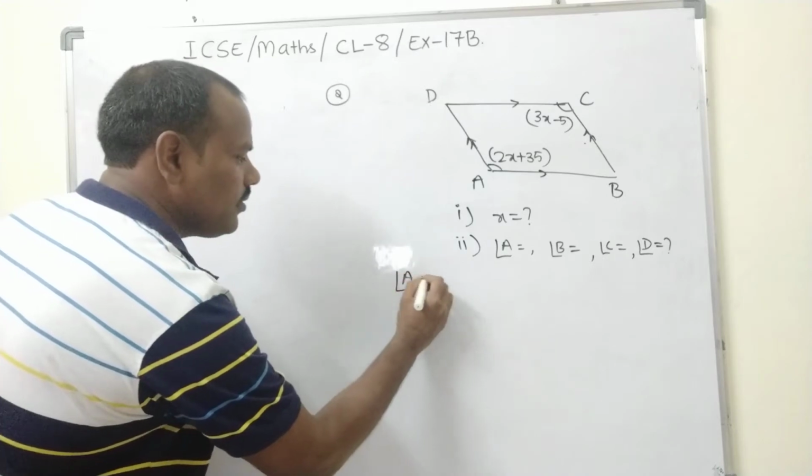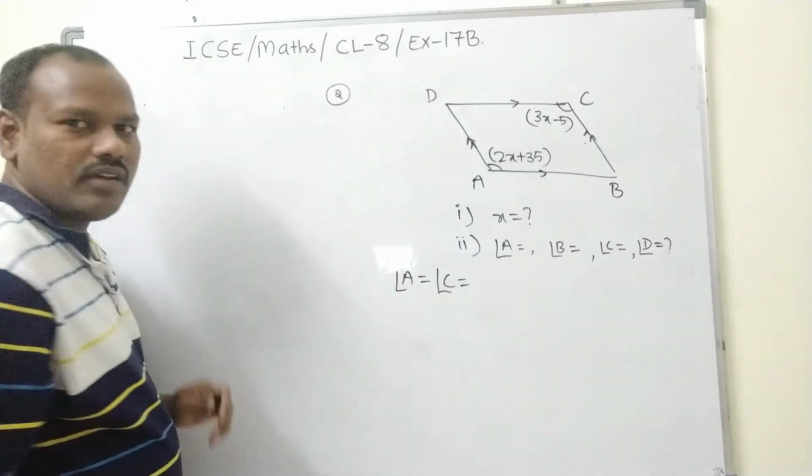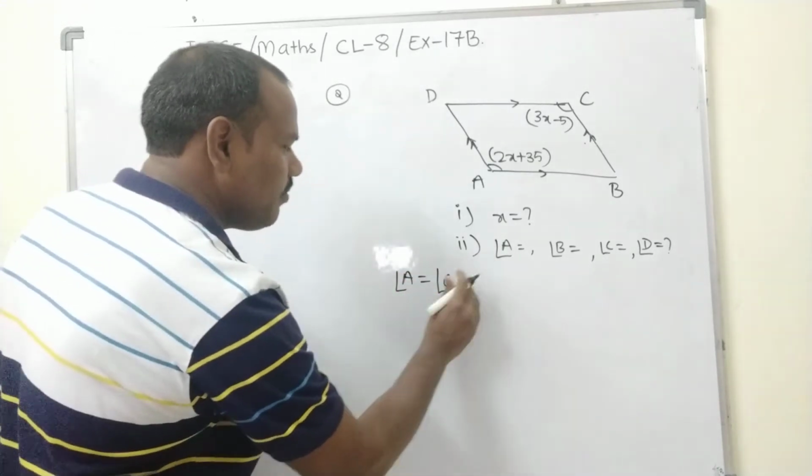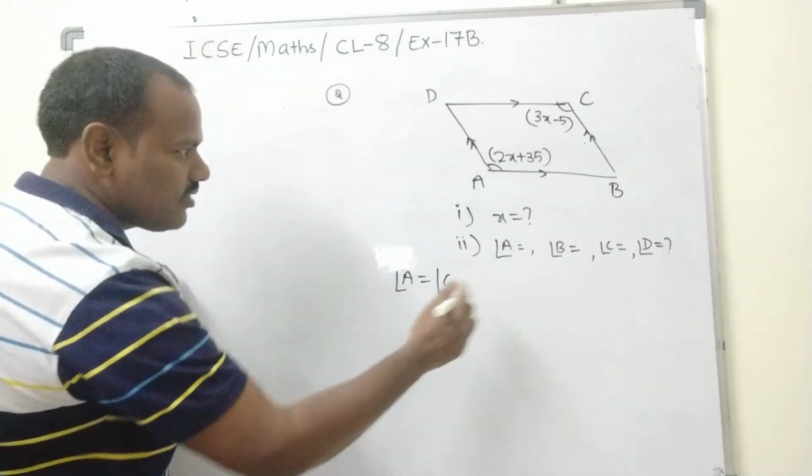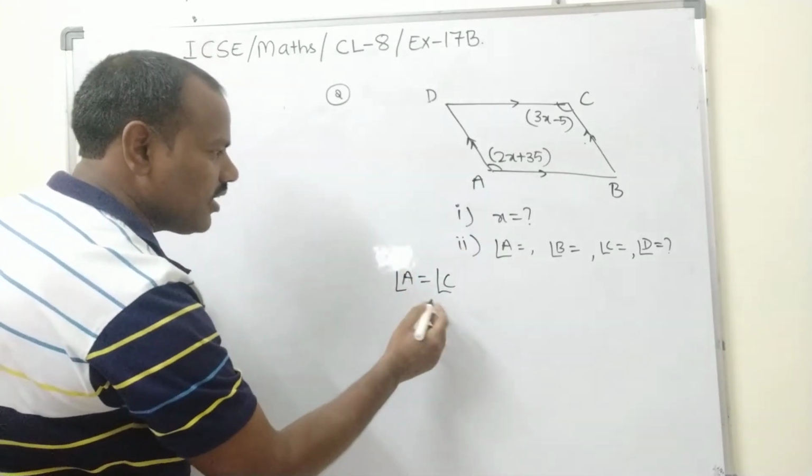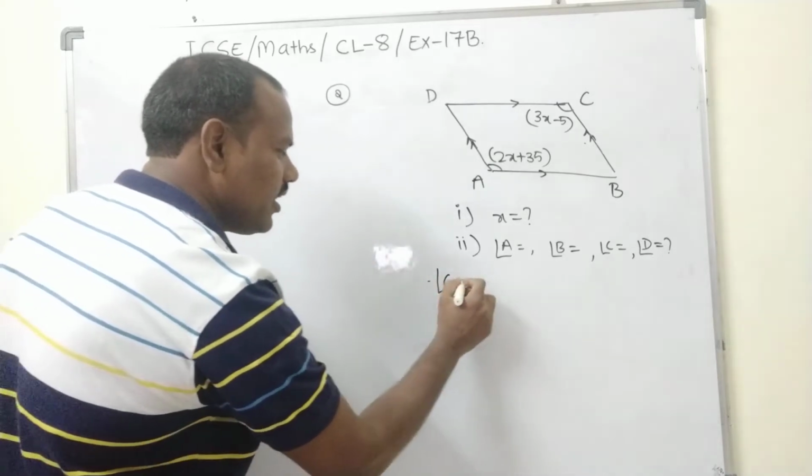So therefore, what we can do? Angle A is equal to angle C. Why is angle A equal to angle C? Because opposite angles of a parallelogram. So therefore that statement you have to write. Angle A is equal to angle C, or angle C is equal to angle A, I am making.